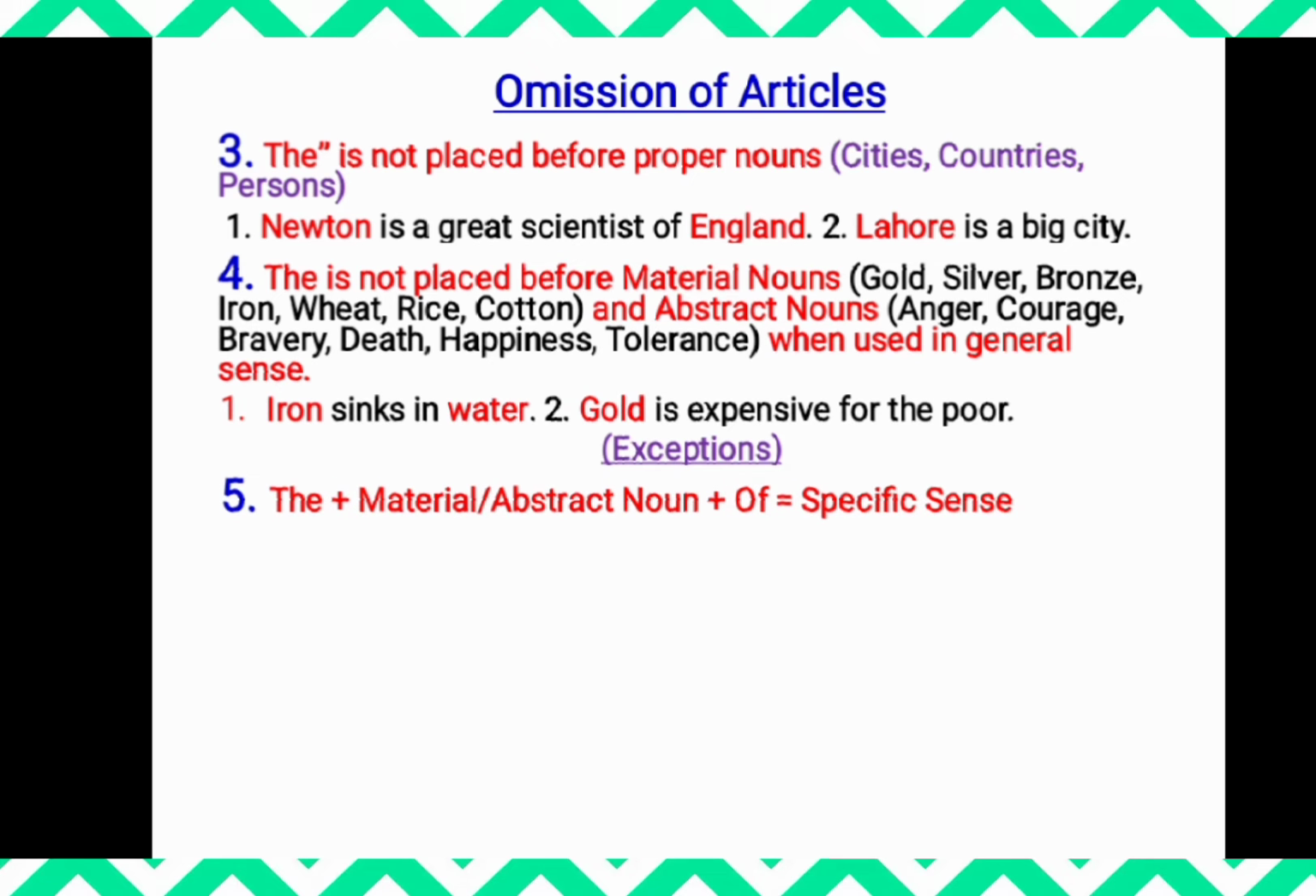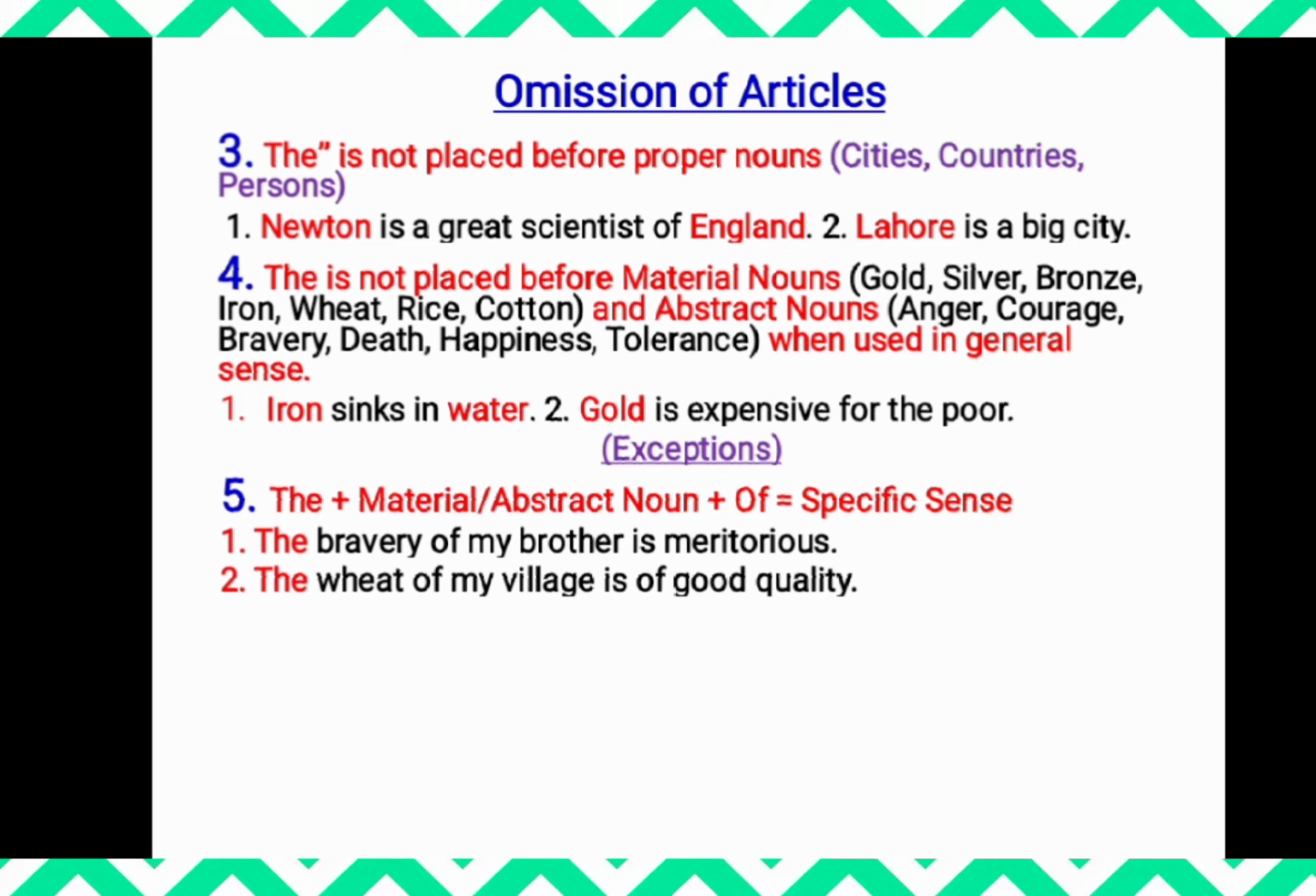And rule number 5: the plus material or abstract noun plus of is equal to a specific sense. We use the definite article the plus a material noun or abstract noun plus of in case of a specific sense. Let's see some examples according to rule number 5. The bravery of my brother is meritorious. Bravery is an abstract noun. The word meritorious means commendable. So here we use the definite article the because we consider a specific sense here.